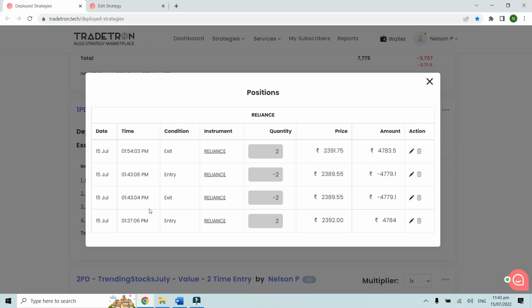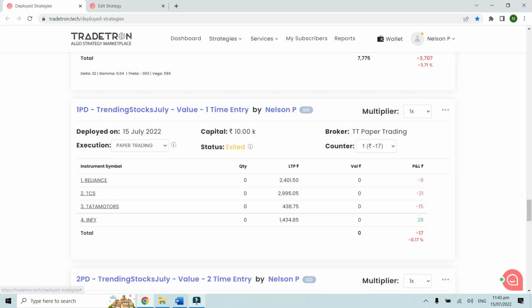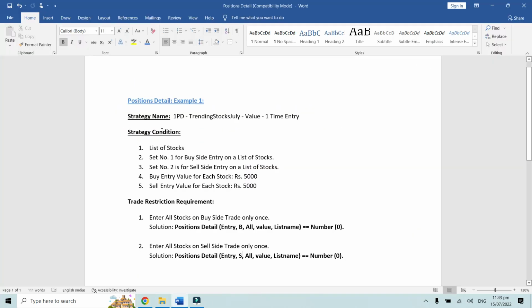All right, so this is how this positions detail condition works. I hope this is clear for the first example, and in the coming part of the video we will also discuss the remaining examples. So we will discuss a lot of examples of positions detail and how you can restrict the number of trades as per your liking. All right, okay.